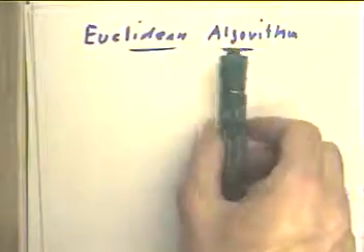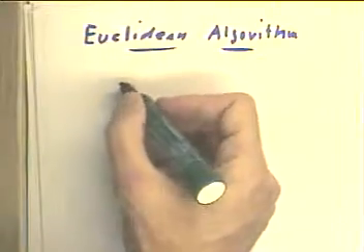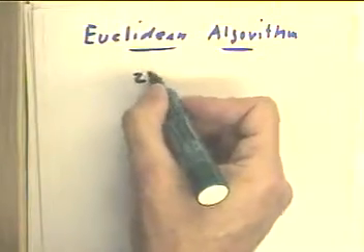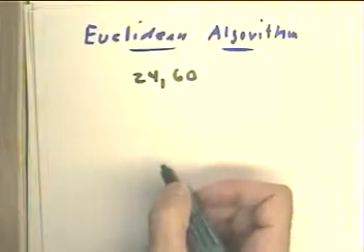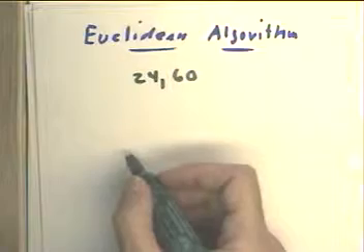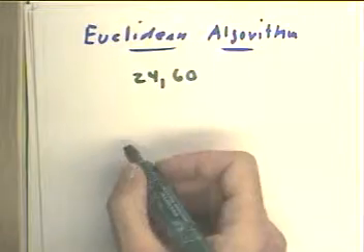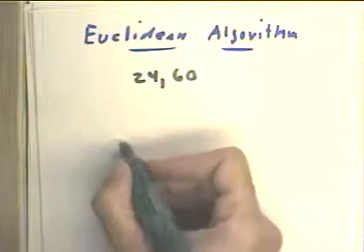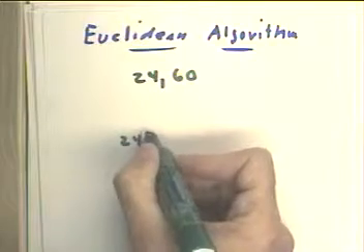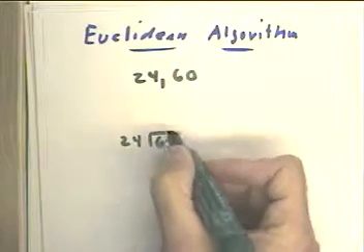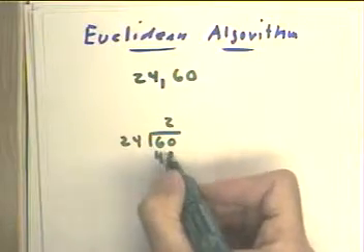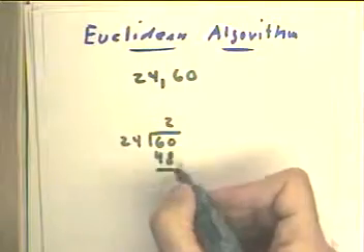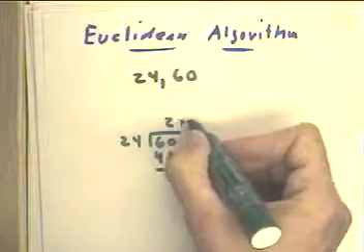Okay, I'm going to show you the Euclidean algorithm. Let's take the numbers 24 and 60. Now what we're going to do is take the smaller number and divide it into the larger. Of course, 24 goes into 60 two times, leaving us a remainder of 12.